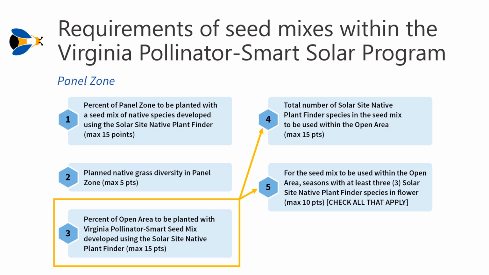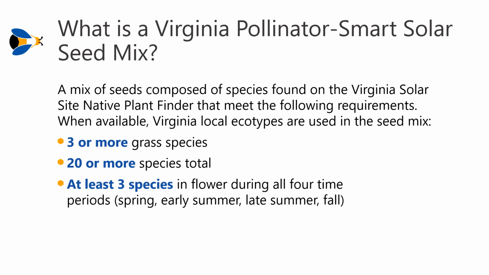Question 3 in particular discusses the use of a Virginia Pollinator-Smart seed mix that's developed using the Solar Site Native Plant Finder. The Native Plant Finder is covered in another module, but the Virginia Pollinator-Smart seed mix does have a definition. It's a mix of seeds composed of species found on the Solar Native Plant Finder that meet the following requirements: 3 or more grass species, 20 or more species total, and at least 3 species in flower during all 4 time periods, which are the spring, early summer, late summer, and fall. When available, Virginia local ecotypes are used in the seed mix.